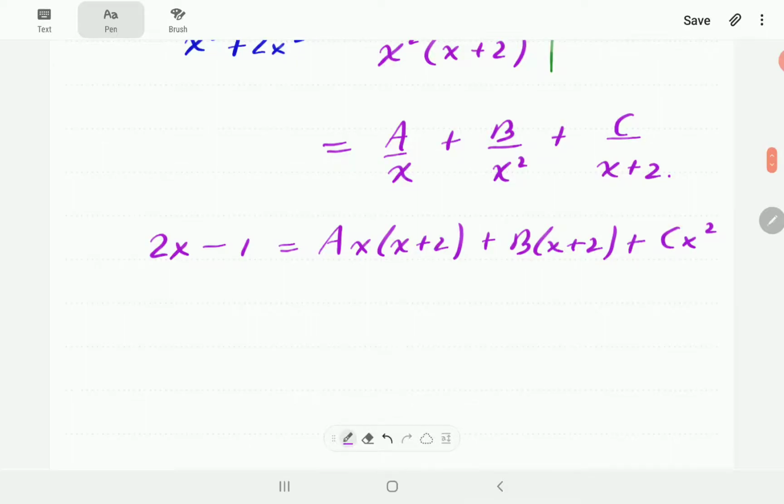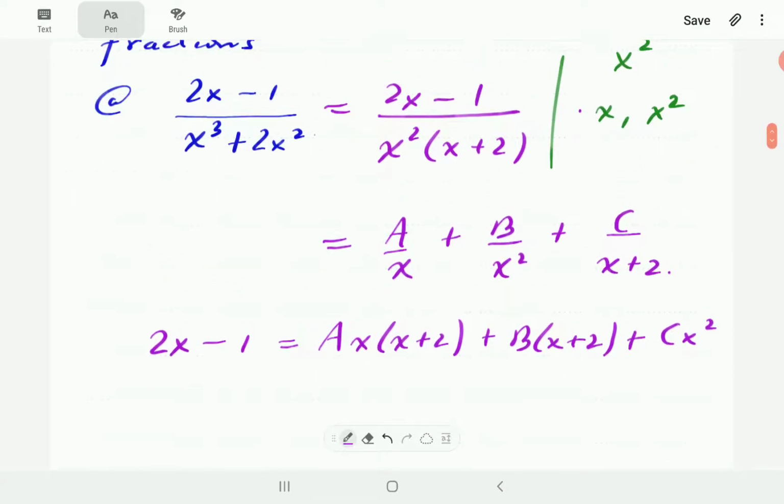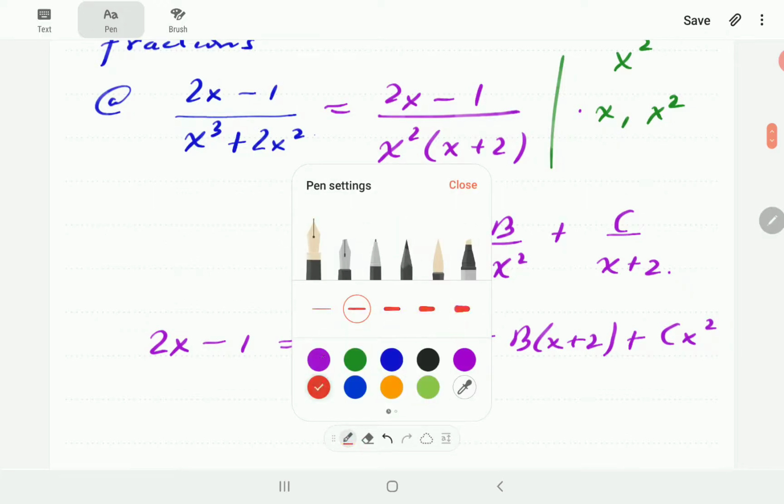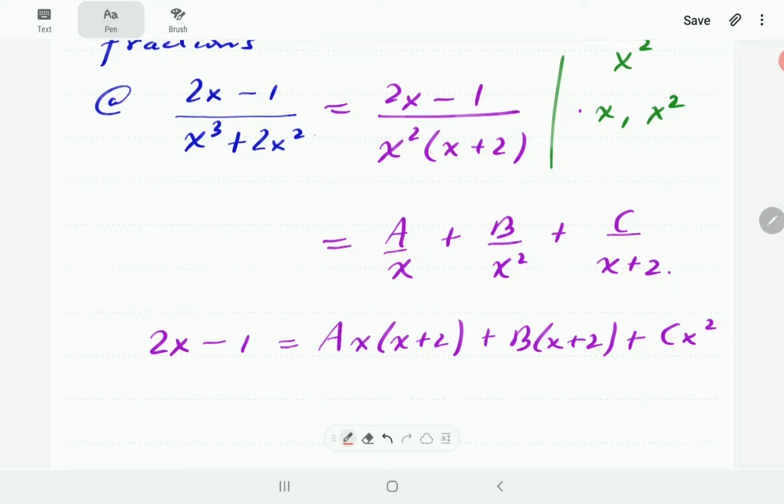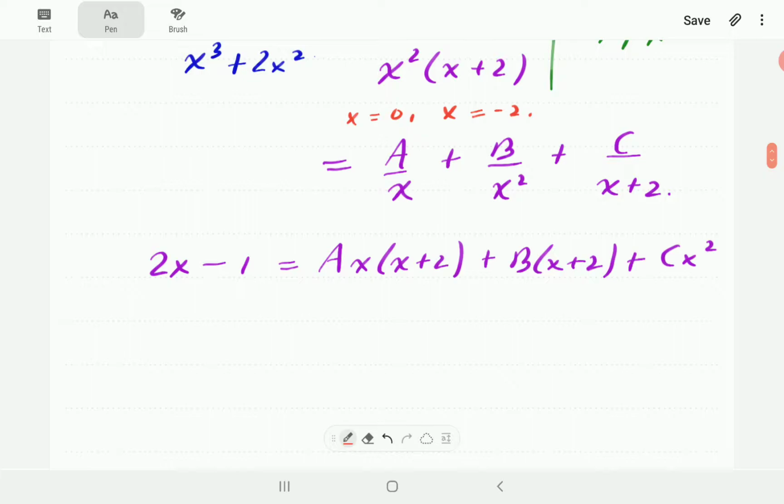Then we are going to plug in the roots of this denominator. It's only going to be 2 roots because one of them is repeated. So associated with this factor, we're going to have x equals 0, and then associated with this factor, we're going to have x equals negative 2. So notice that we have got 3 unknowns, but we'll show you how we're going to handle that.